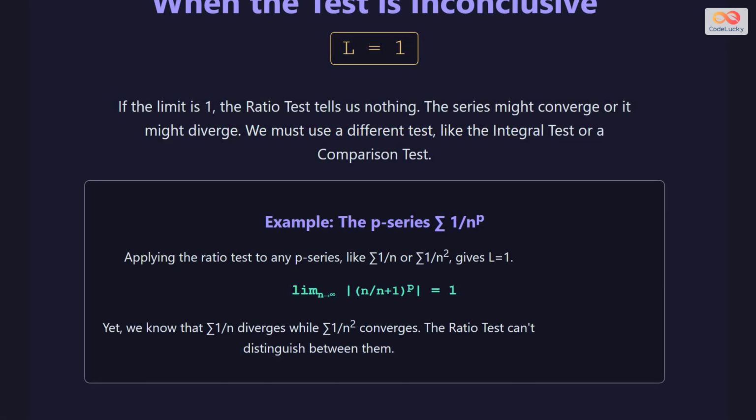What about the case where the limit L equals 1? This is the inconclusive case. It's important to understand that this does not mean the series converges or diverges. It simply means the test has failed to give a result. For example, any p-series gives a limit of 1 with the ratio test. However, we know that the p-series 1 over n diverges, while the p-series 1 over n squared converges. The ratio test cannot tell them apart. If you get L equals 1, you must try a different test.